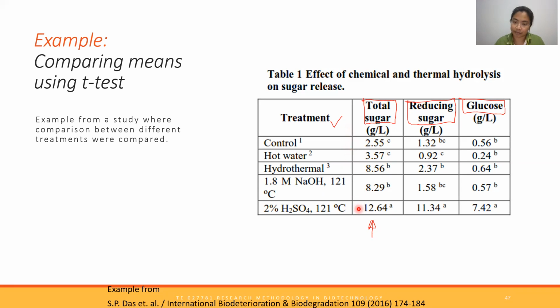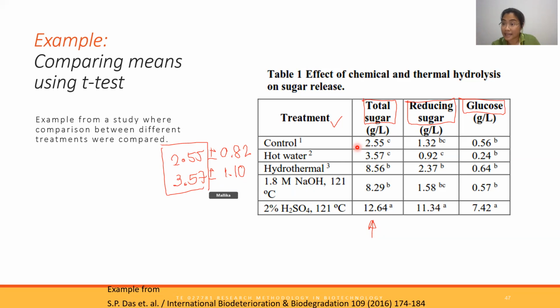The point is, why do we have to do this? If you are doing 3 repeats, these 2.55 will have some errors, right? It could be 2.55 plus and minus 0.82. The 3.57 could be the average of 3.57 but plus and minus 1.10, for example. So when you have something like this, you want to see whether these 2 values are different. If the mean values are different, that is when you are using inferential statistics.